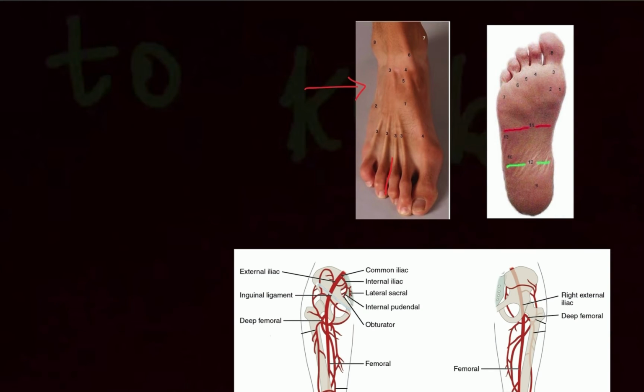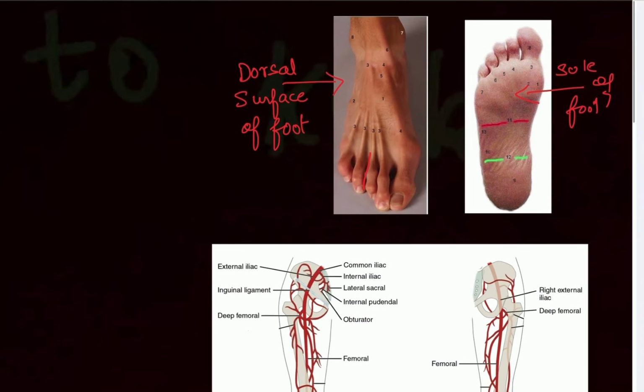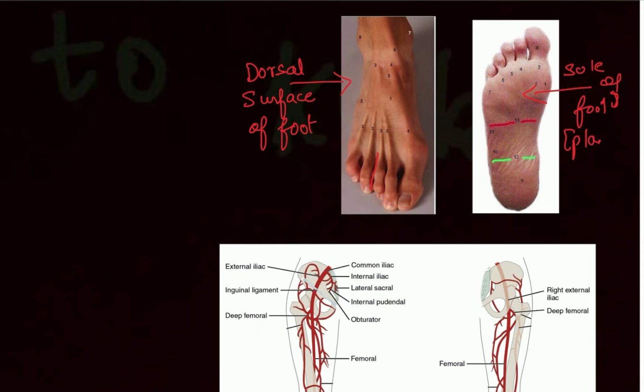So this left hand side picture which you see is called the dorsal surface of the foot. And the sole of the foot, in medical terms, is called the plantar surface. Do remember what is the dorsal surface and what is the plantar surface, because it is important when we are doing the blood supply of the lower limb, in arterial supply as well as in venous supply.